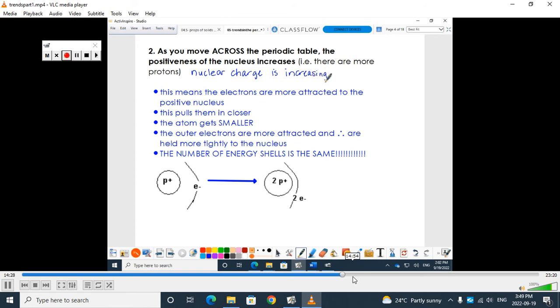Thinking of it as nuclear charge increasing as you go from left to right is a little bit more like grade 11 terminology. Okay, so if you're an external source, like a Khan Academy video watcher, or if you read the textbook, they're going to talk about nuclear charge.